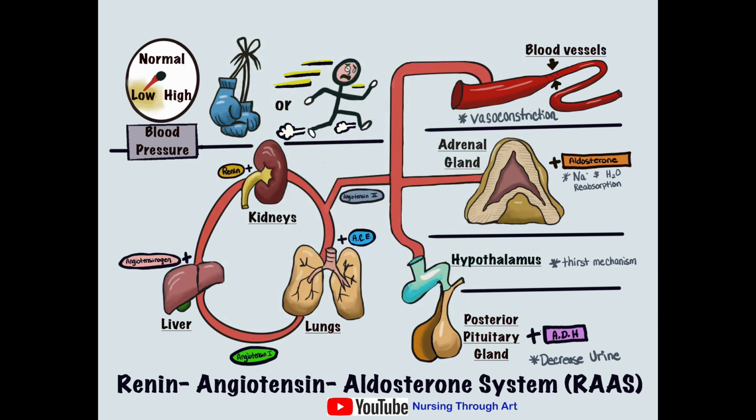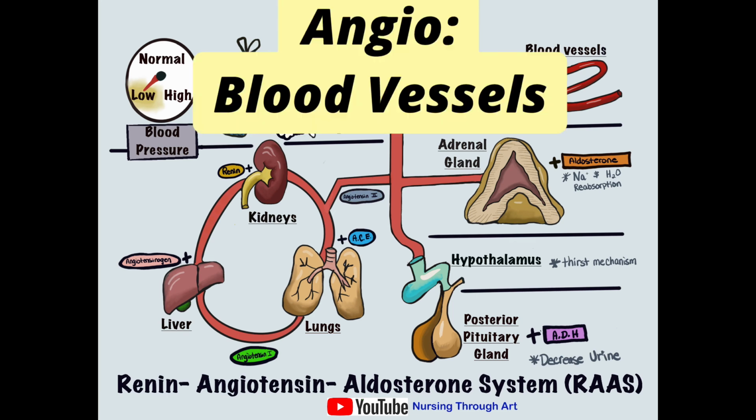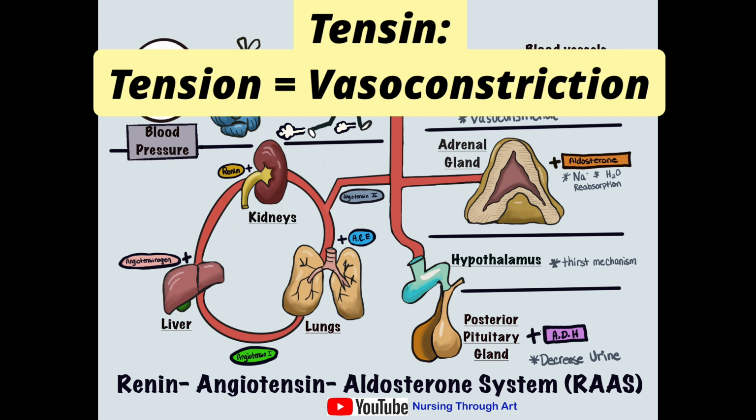To help with memorizing, the name itself, Renin Angiotensin Aldosterone System, is already in the order in which the substances are released. Also, know that the word angio refers to blood vessels and the word tensin refers to tension. And tension in blood vessels will cause vasoconstriction.